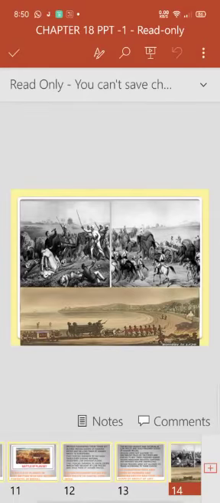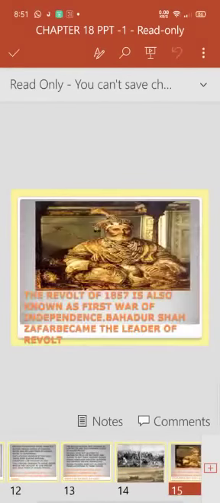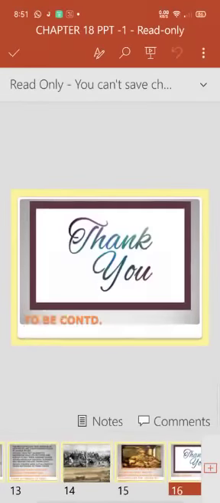See, the dissatisfaction and the anger of farmers and the weavers and the traders all united, and it took the shape of a revolt of 1857. The revolt of 1857 is also known as the First War of Independence, as Indians for the first time thought that they wanted the freedom from the British rule. So it is also called the First War of Independence, and Bahadur Shah Zafar became the leader of the revolt.